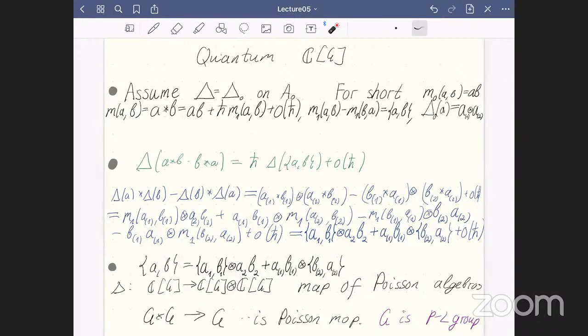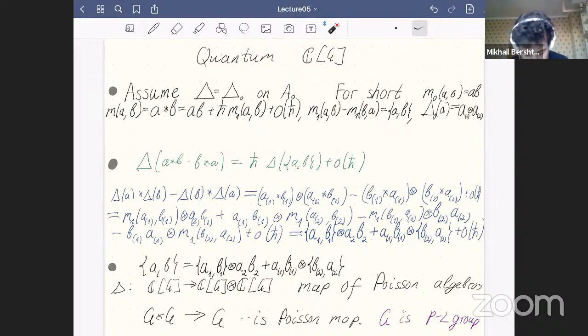Now this all multiplied by h bar should be there. Yes, h bar is lost somewhere. Let me restore it again somewhere.